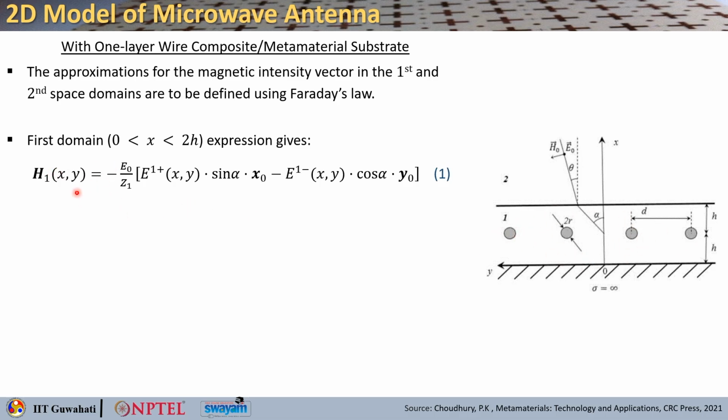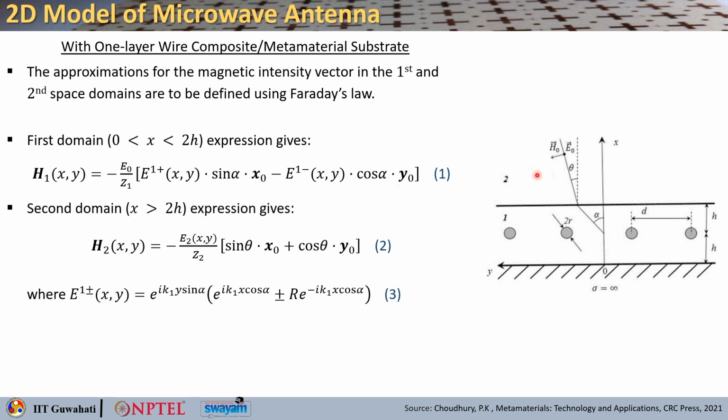In that medium you can write the magnetic field H1(x,y) equals minus E naught, that is the incident electric field, divided by Z1, that is the impedance in the first medium, times E1 plus (x,y) into sin alpha, this angle, times x naught, that is basically x cap, the unit vector along the x direction, minus E1 minus (x,y) times cos alpha into y naught or y cap.